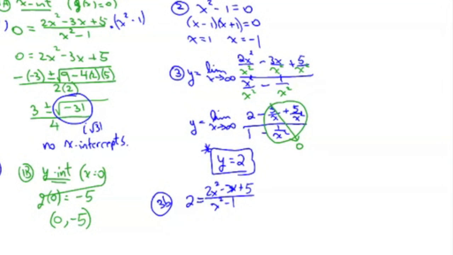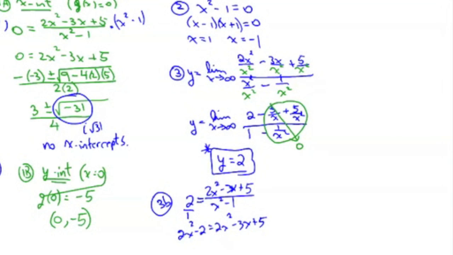Cross multiply, write it as 2 over 1 if you have to. So this becomes 2x squared minus 2 is equal to 2x squared minus 3x plus 5. Now, if it turns out that there is no solution, don't force it. I mean, if one side becomes equal to 0 and the other side turns out to be 5, 5 doesn't equal 0, so there is no solution.